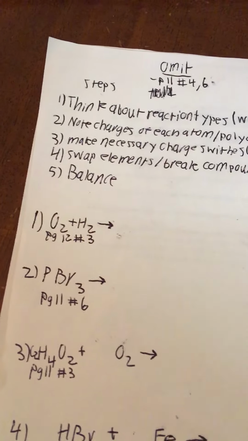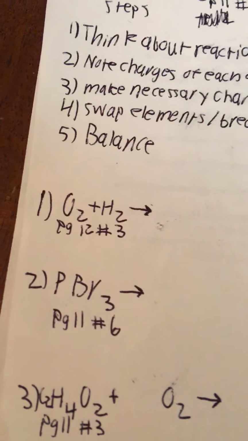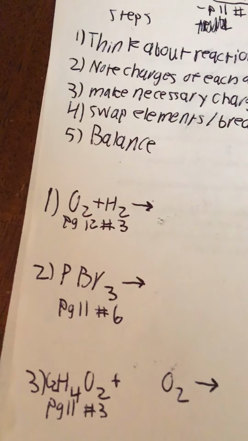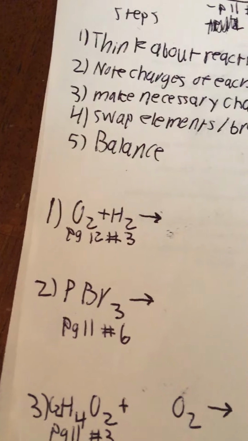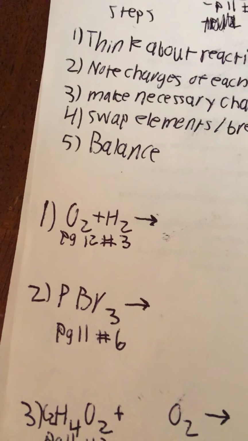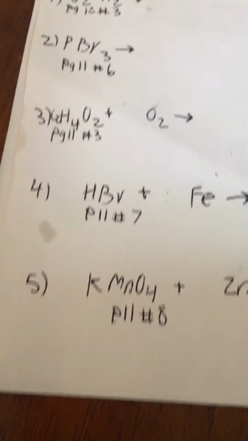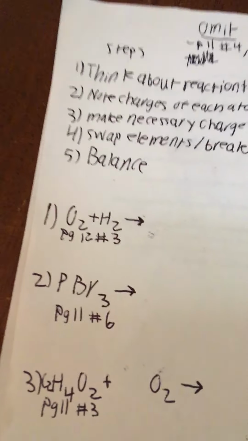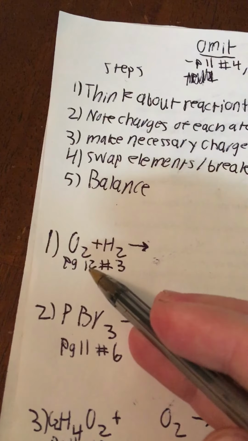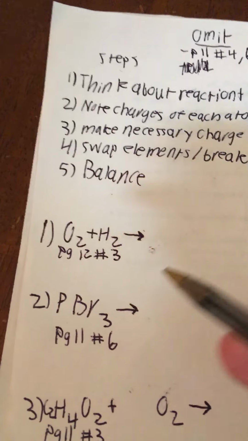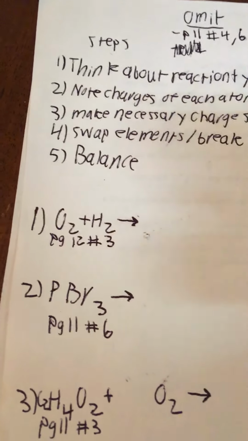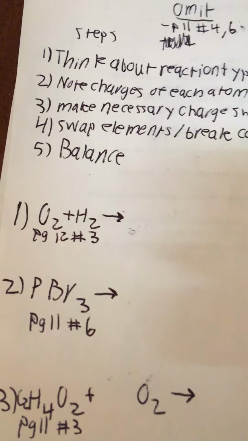So let's go ahead and go through this. I've got the question that is on your homework written down underneath it. This is number 3 on page 12, if you need to pause this to go find it, because I'm going to be switching back and forth as you can see. This one is page 12, number 3, and we've got O2 plus H2. What type of reaction do we think this is going to be? That's the first thing we're going to think about.